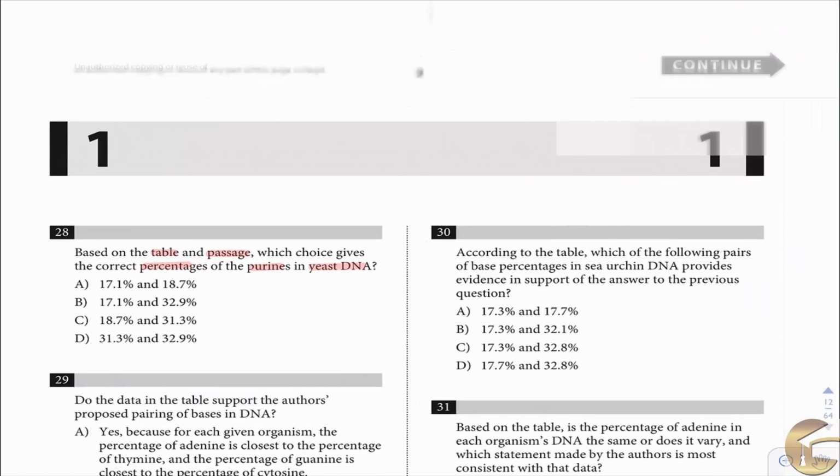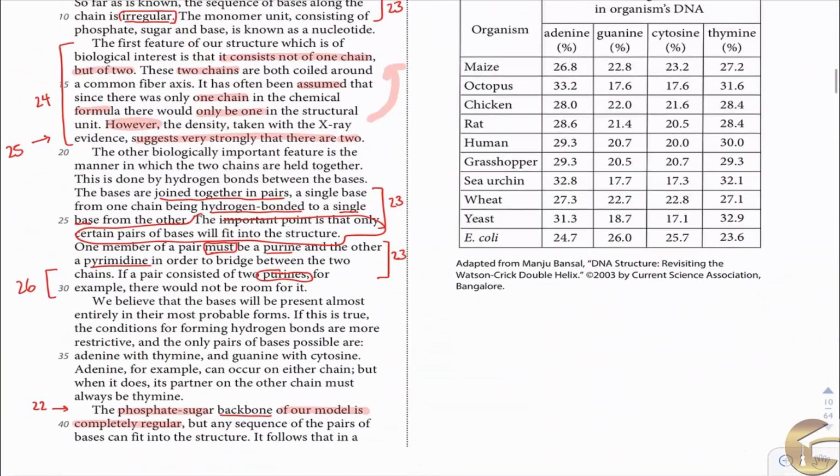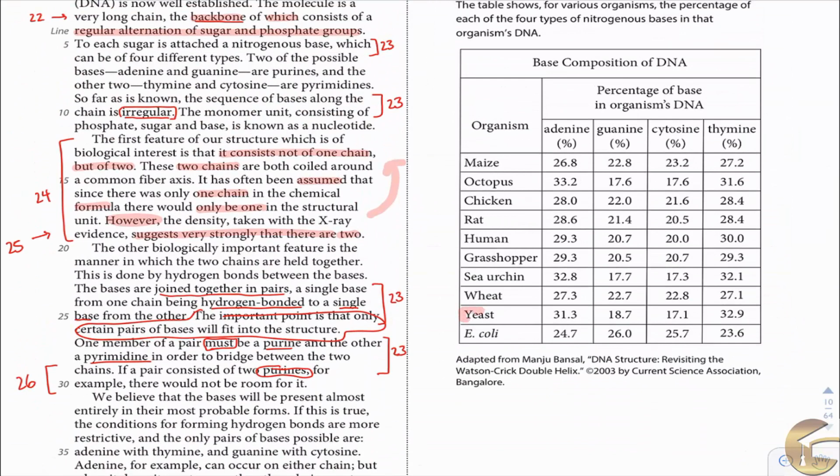Now when you look at the actual chart, we can go to yeast DNA, and here they don't really say what the purines are. We have these four things. So this is why they say the passage as well. We have to figure out when they talked about what makes up purines. To find it, you have to pay attention to where they mentioned it. It happened here in lines 6 and 7. It says two of the possible bases, adenine and guanine, are purines. So these two are purines.